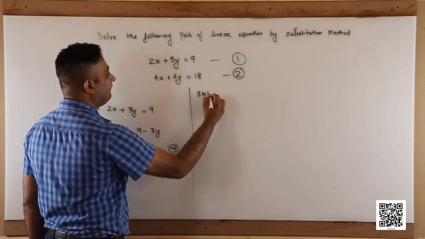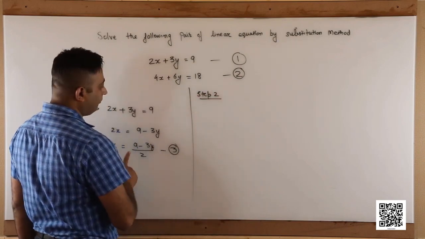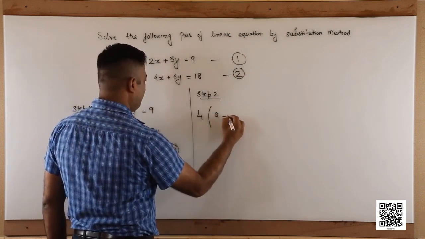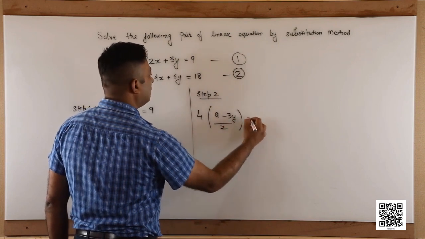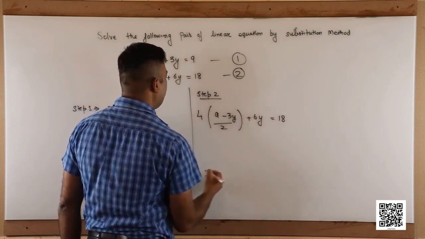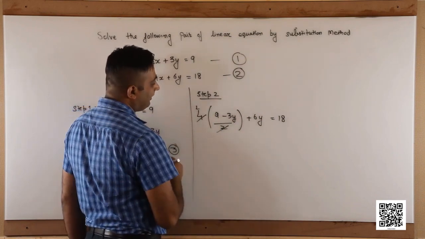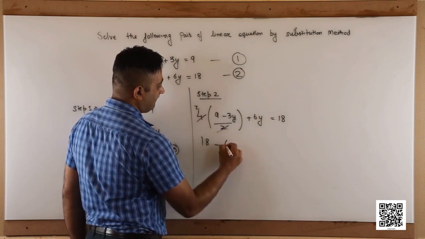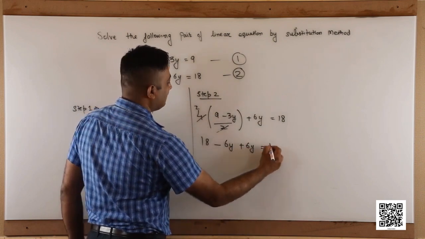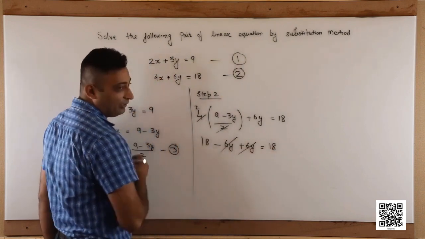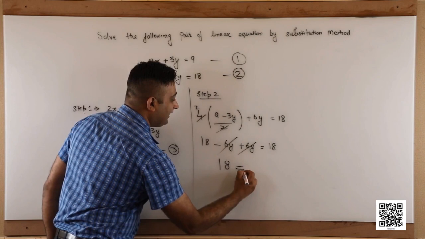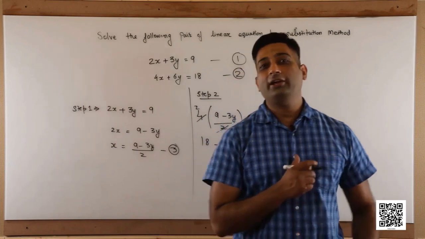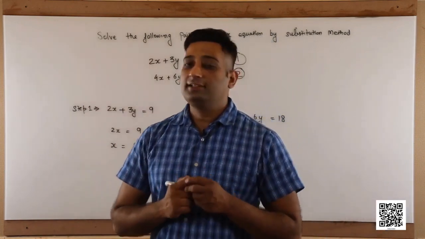In step 2, we will substitute the value of x found in step 1 in equation number 2, that is 4 into (9 minus 3y) divided by 2 plus 6y is equal to 18. So we divide 4 by 2, which is 2, that means 18 minus 6y plus 6y is equal to 18. So in this equation you can see that the variable which we were trying to find eliminated itself. That's why I told you in the beginning that this is a very interesting problem.